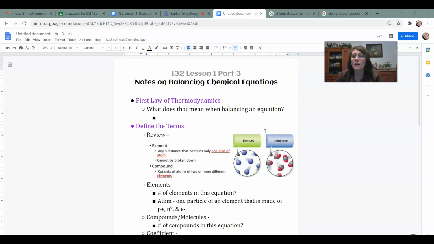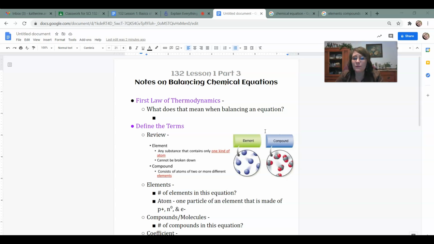So the first law of thermodynamics, don't write this part down, is something that is really important in every single science that you're ever going to work on. It means that you can't create or destroy matter. All the matter and all the energy in the universe has been here since the Big Bang, and it'll be here until the end of the world. All of it just gets cycled and reused.